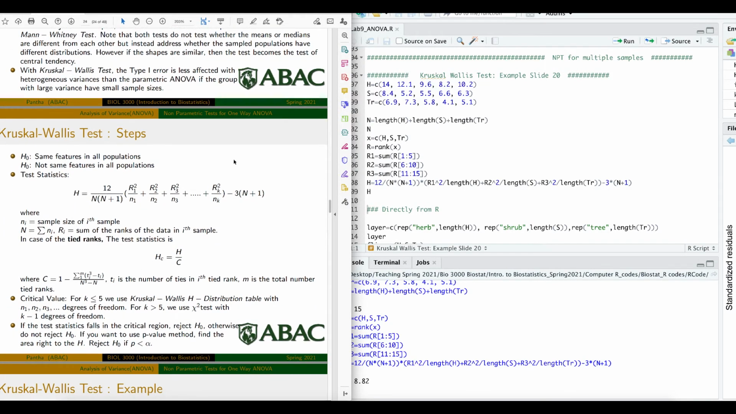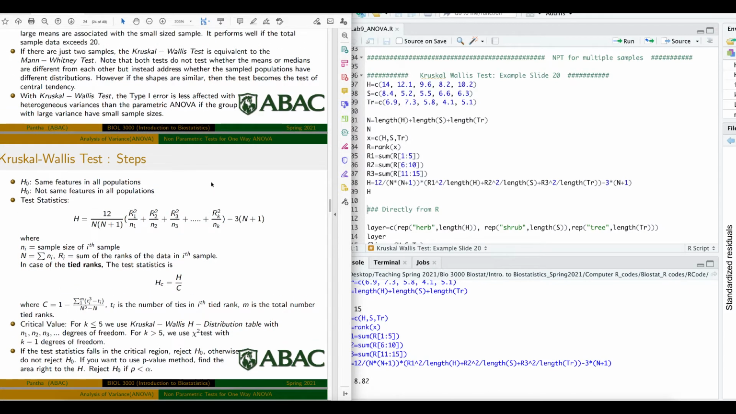So that's the note. So what are the steps for the Kruskal Wallis test? The hypotheses: similar distributions in all populations, versus not similar distributions.